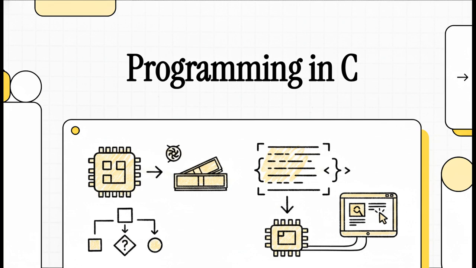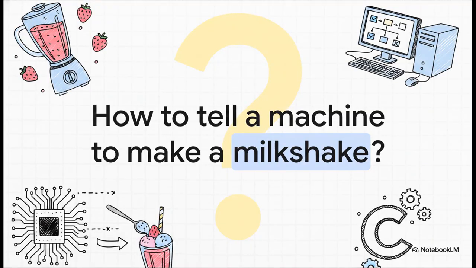Let's get into it. Okay, let's ground our thinking with a question that might seem a little out of place. How do you tell a machine to make a strawberry milkshake? Seriously, think about it. We know computers aren't inherently intelligent. They don't assume things, and they absolutely do not guess. So how do you get a completely literal, unthinking machine to execute a delicious outcome?